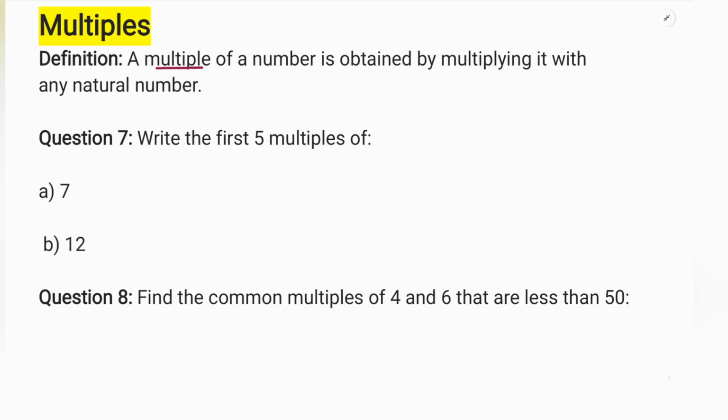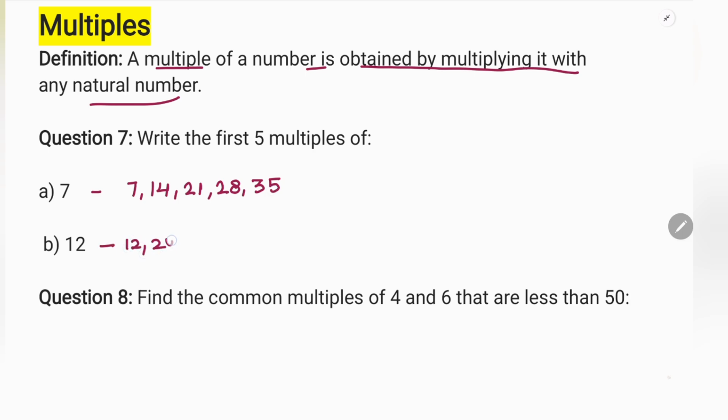Okay. A multiple of a number is obtained by multiplying it with any natural number. The definition looks complex, but it is not. So multiples are nothing but the multiplication table. 7 ones are 7. 7 twos are 14. 7 threes are 21. 7 fours are 28. 7 fives are 35. These are multiples. Okay. 12, 24, 36, 48, 60. We wrote all the multiples of 5, multiples of 7 and 12.